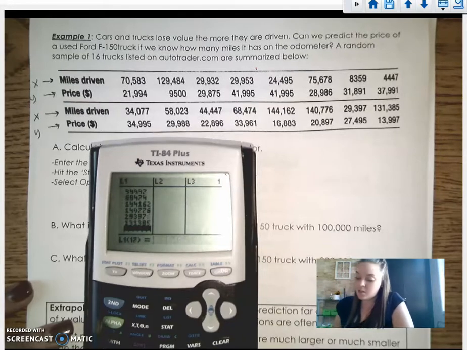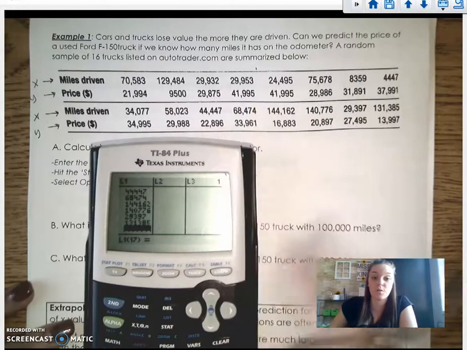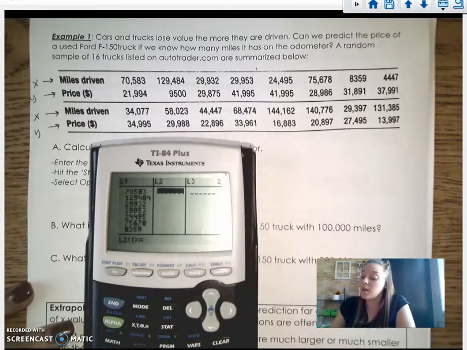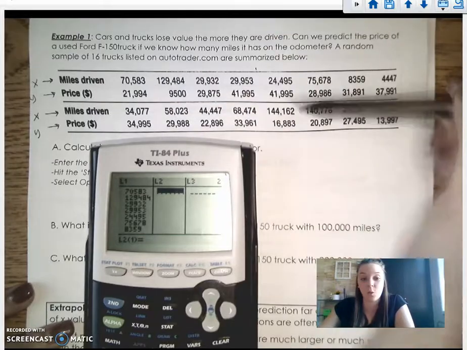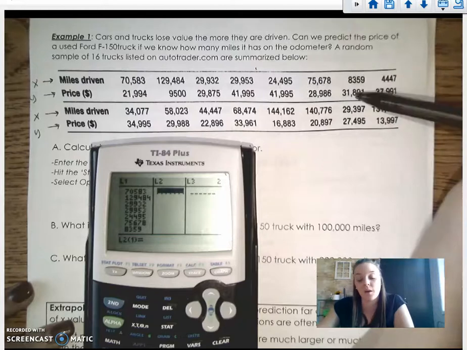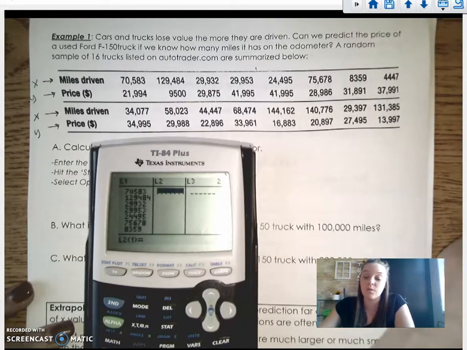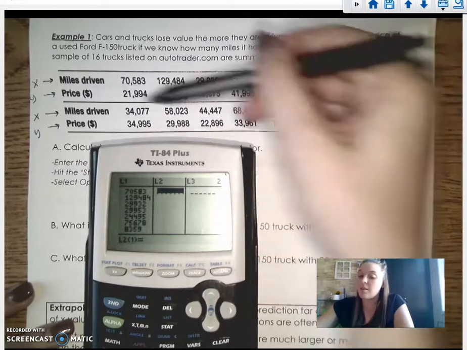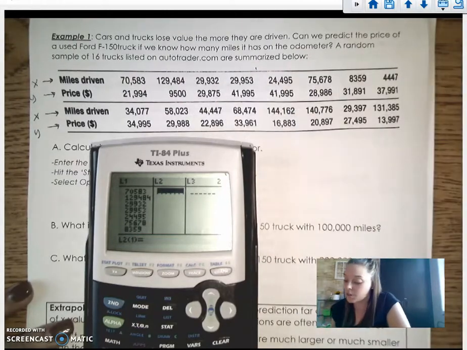Okay, so that is all 16 values for miles driven, and now I'm going to do all 16 values for price. It's also important that you put these in order because the correlation between these two values is what's going to give you your linear regression. So make sure you type these out in order and then these out in order. Everything has to be in order for this to work correctly.